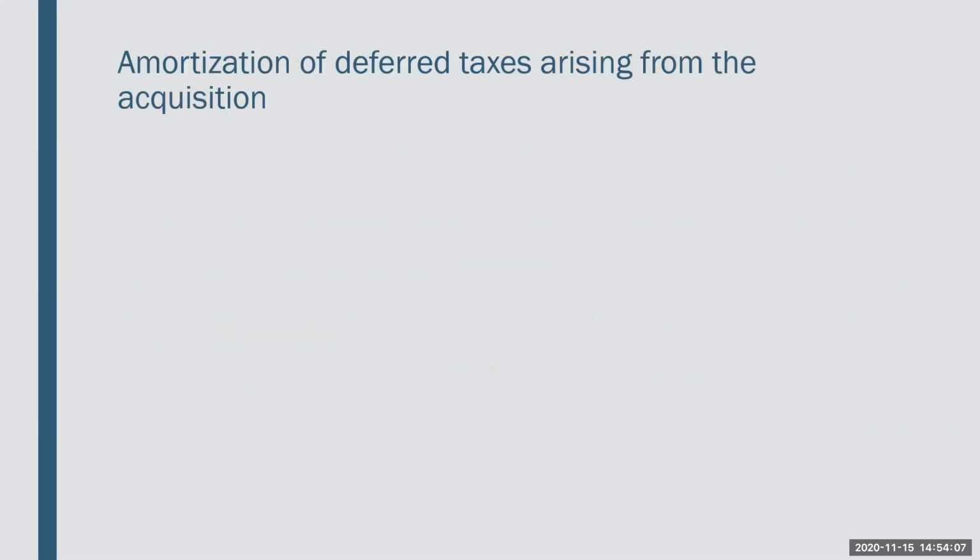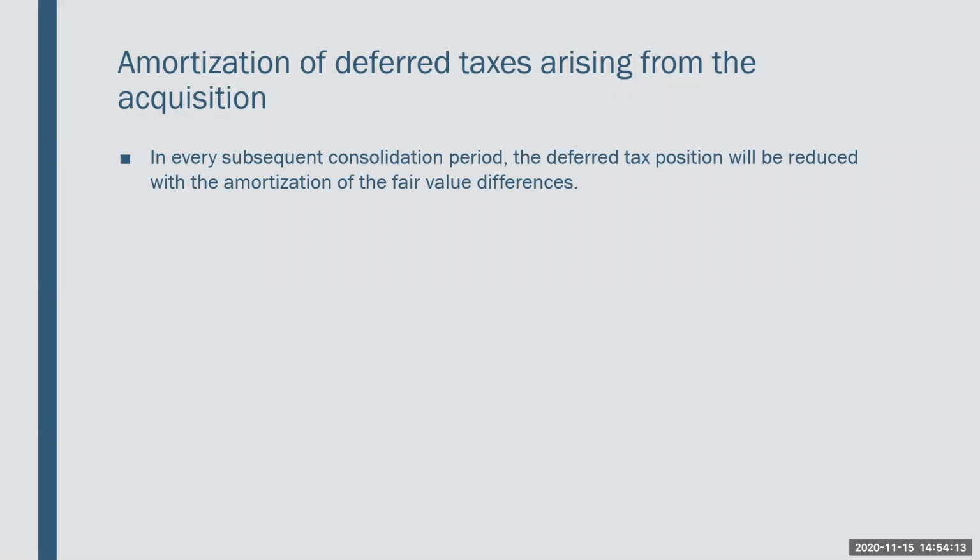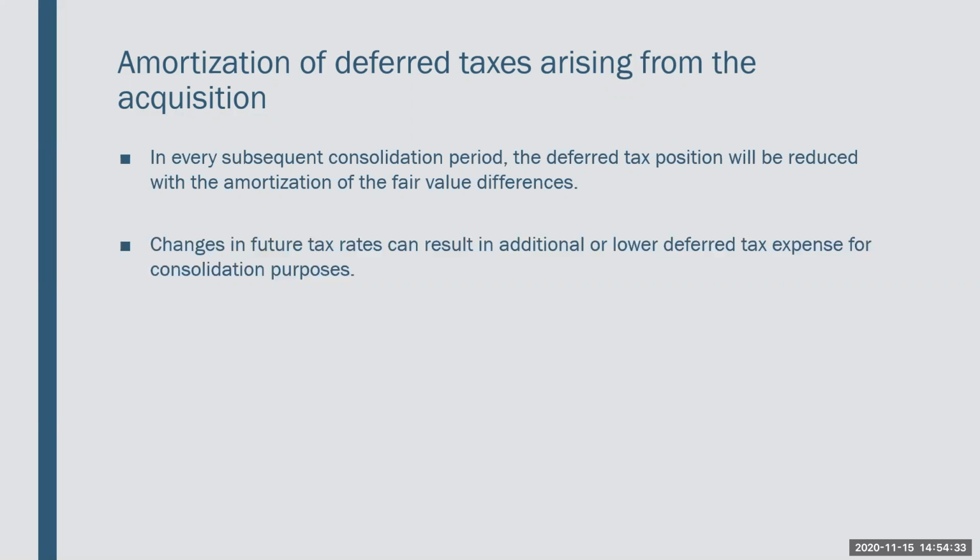The deferred taxes calculated at the date of acquisition get amortized in every subsequent consolidation period. And the idea there is, as the fair value differences get amortized, so also should the deferred tax position pertaining to those fair value differences. Of course, changes in future tax rates can result in changes to the deferred tax position for consolidation purposes, but that is something that is a little beyond the scope of our discussion for this course.